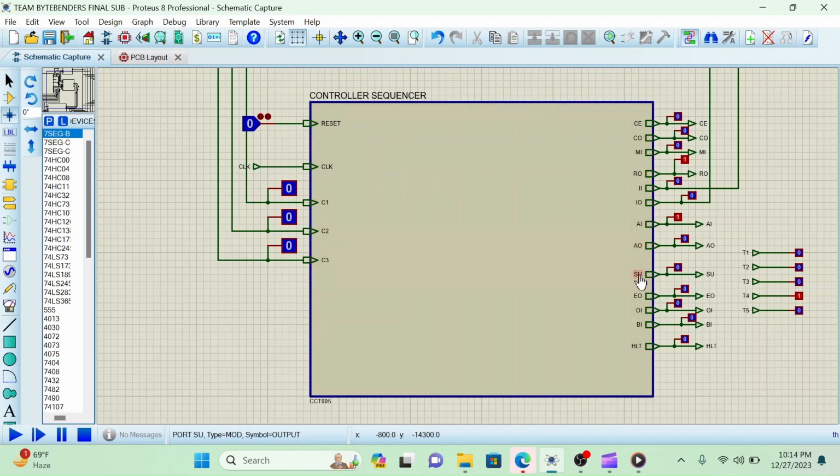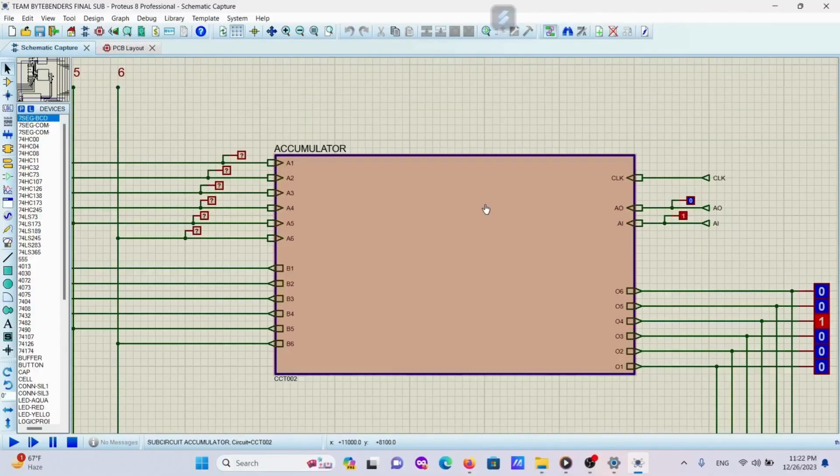With SU activated, the ALU does the subtraction operation. With SU being 0, the ALU does the addition operation. With EO activated, the ALU gives the result available in it as output to the bus. With OI activated, the output unit takes input from the bus. With PI activated, the B register takes input from the bus. That's how the controller sequencer controls and makes a sequence of all the operations.